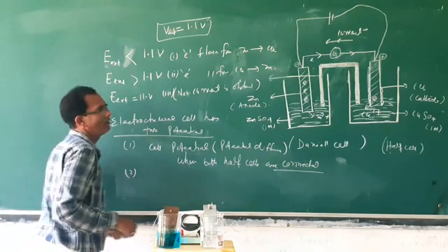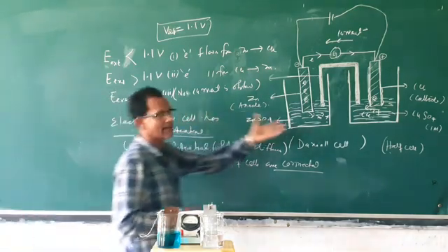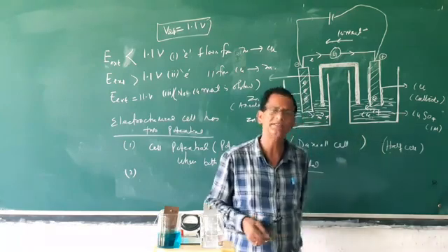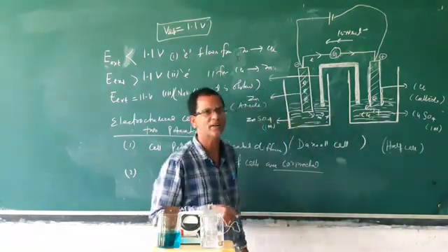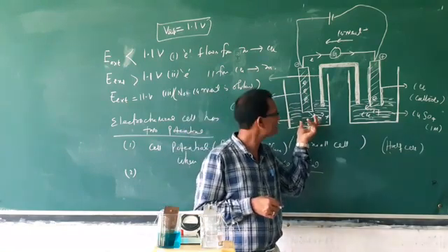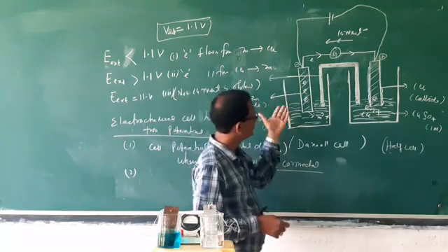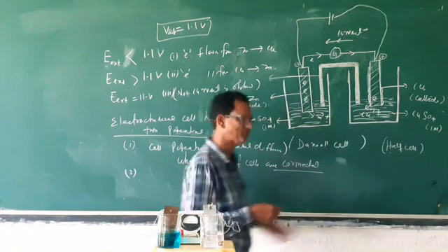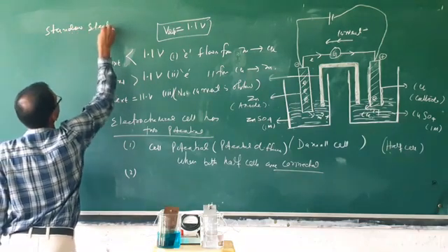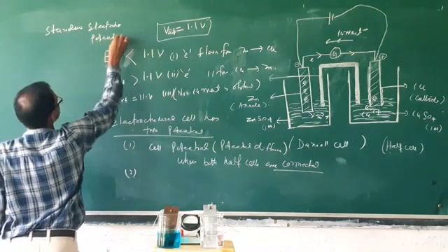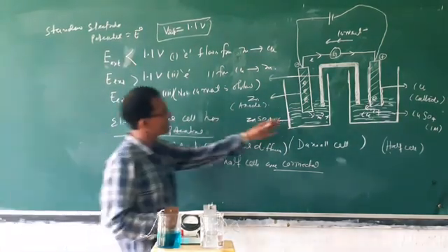But in the second case, before connecting, each half cell, each electrode has a potential. It is already measured. This potential is called standard electrode potential. The potential measured for each electrode in the standard state is called standard electrode potential. It is expressed as E naught. So every half cell has an E naught value.